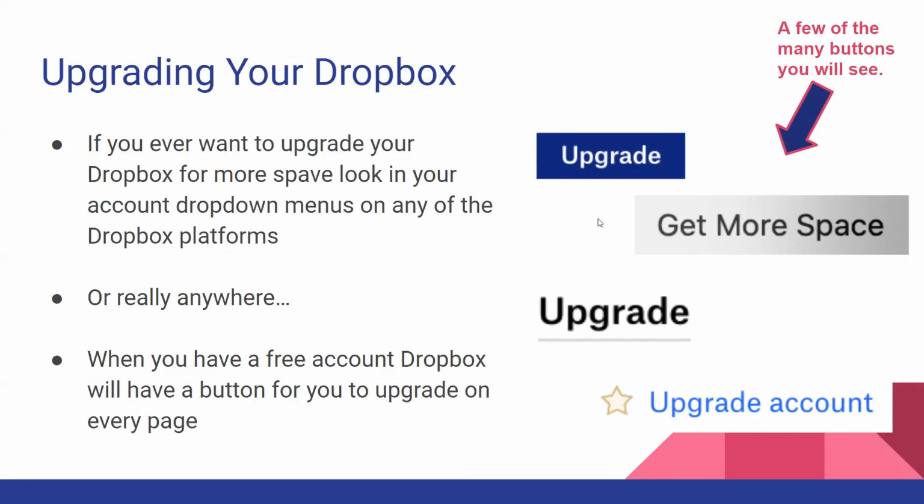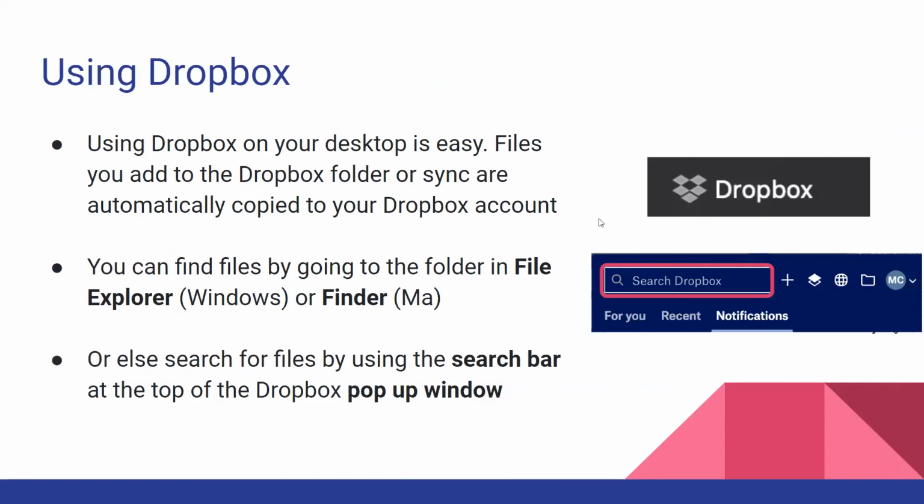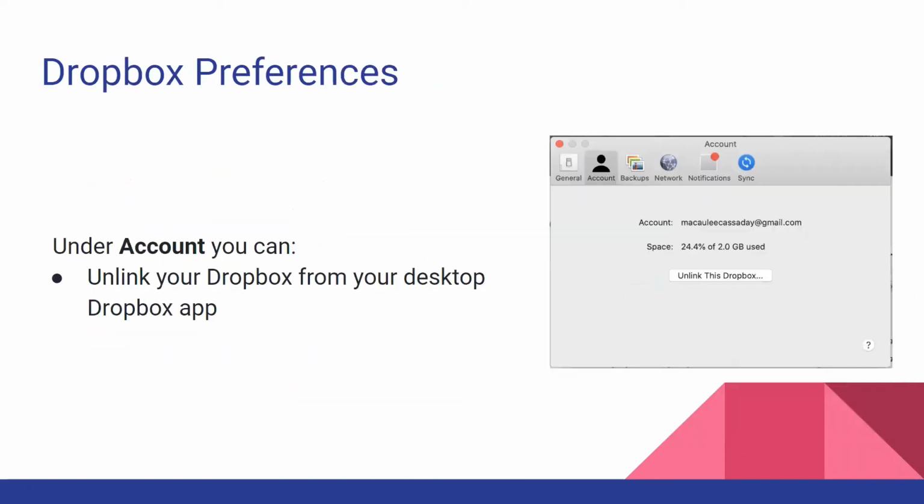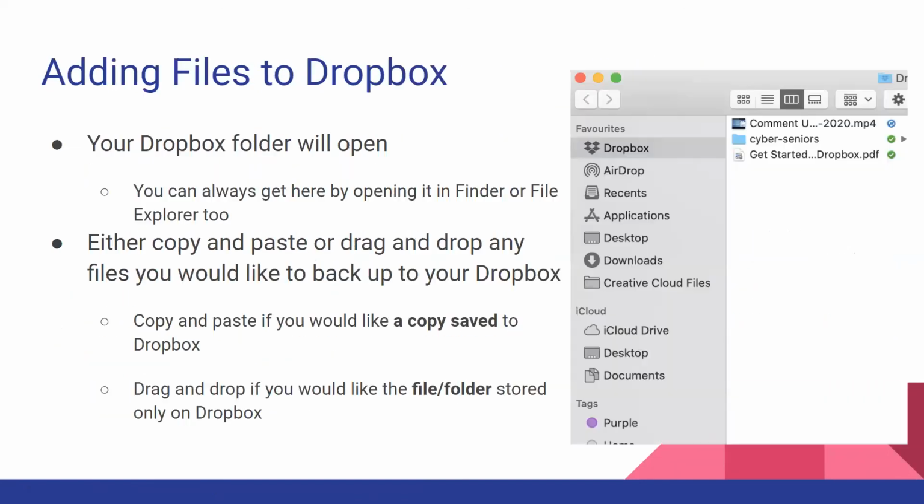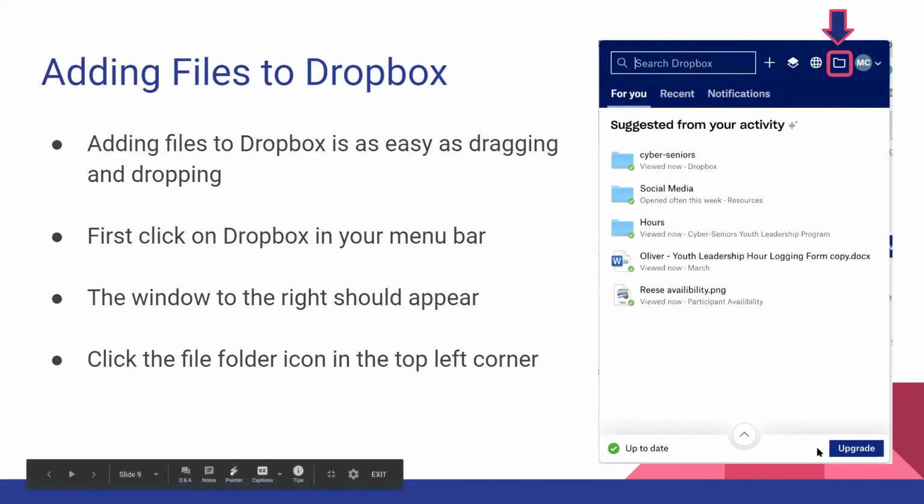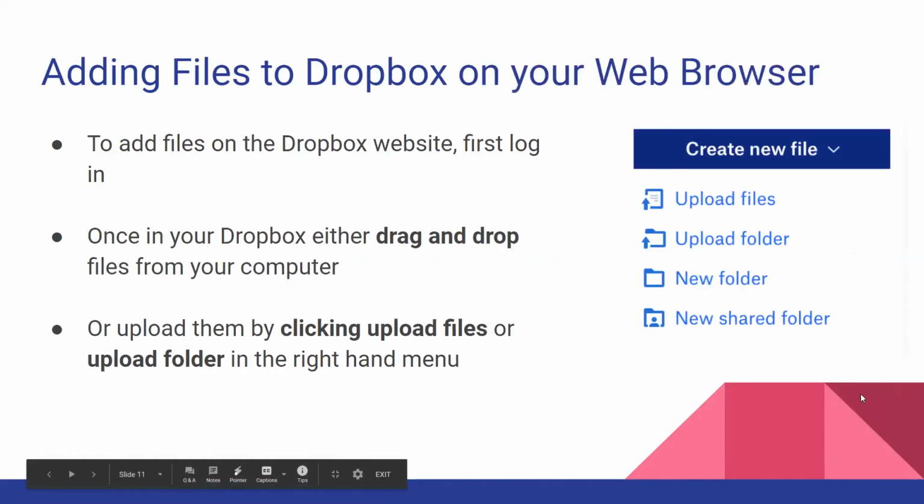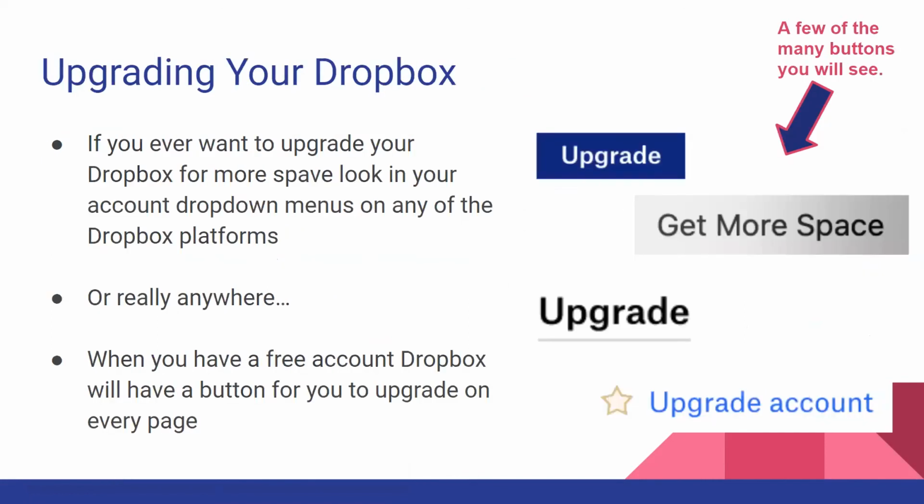So you'll see that option in the desktop version. Just wanted to show you the actual, oh, there we go. If you open the menu on your desktop, you'll see in the lower right-hand corner there's that upgrade button. You can click that and it'll take you to the website to be able to upgrade your Dropbox.